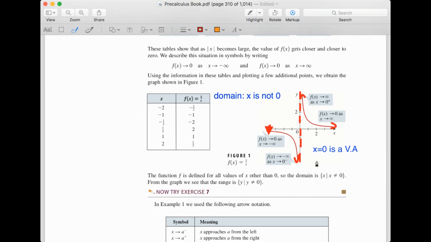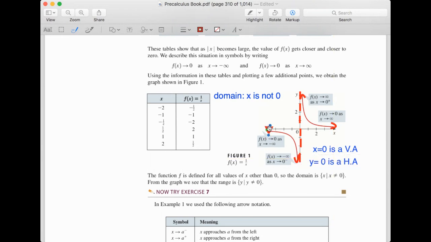And what about horizontal asymptotes? We see y equals 0 because 1 divided by x. Think about 1, x goes to infinity and negative infinity. One apple shared by the whole wide world of people. So that's nothing. So y equals 0 is a horizontal asymptote.